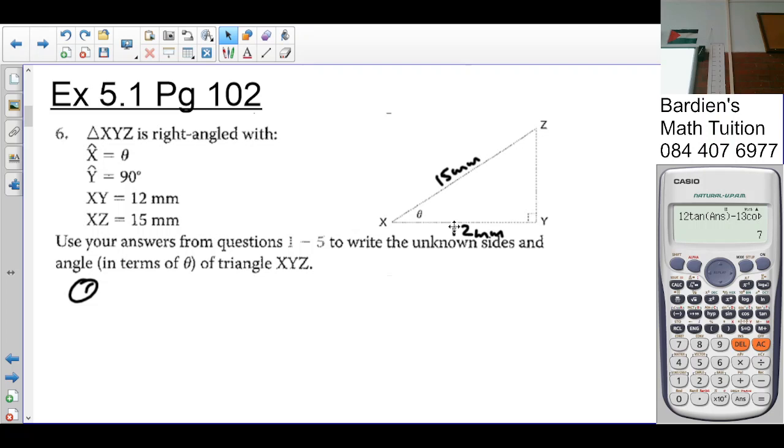So what do we have? We can say that XZ squared is equal to XY squared plus ZY squared, YZ squared. Not so. What does number 2 say? Number 2 says calculate the length of the unknown side. So in this case we're calculating YZ. Calculate YZ quickly.